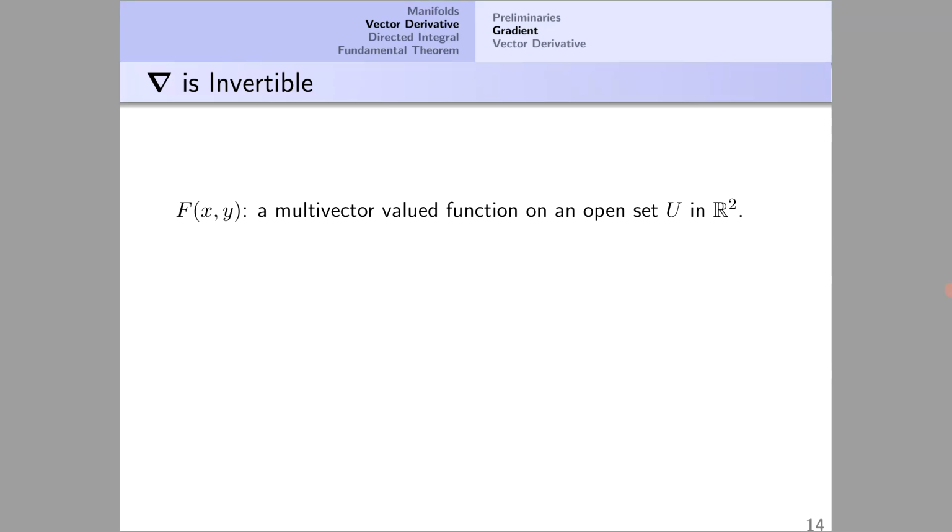The gradient operator has the wonderful property that it's invertible. If I have a multivector valued function on an open set U in R2, I can express the invertibility of f by saying that f is determined by its gradient on U and its function values on the boundary of U.